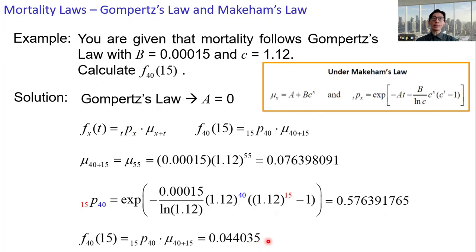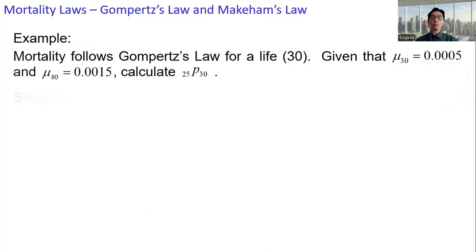All right, let's take a look at another example. Mortality follows Gompertz's law for a life at age 30, given that mu 30 is 0.0005 and mu 40 is 0.0015. And we are asked to calculate the value of 25p30.